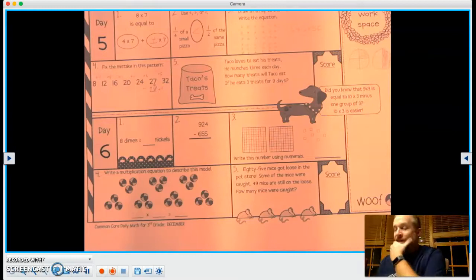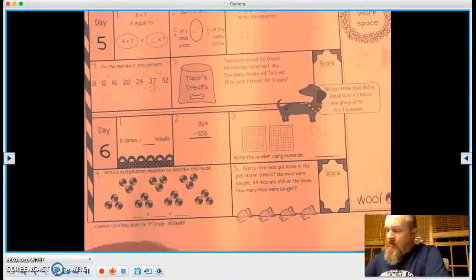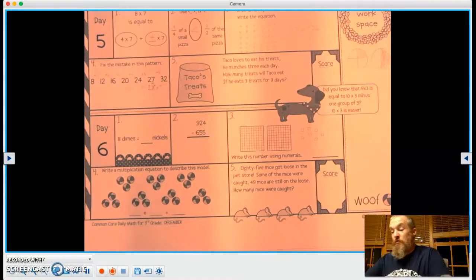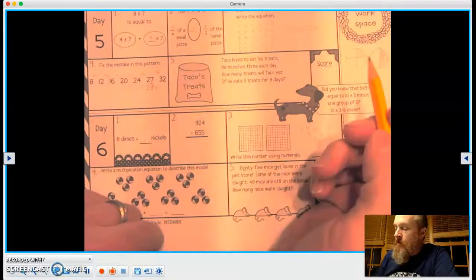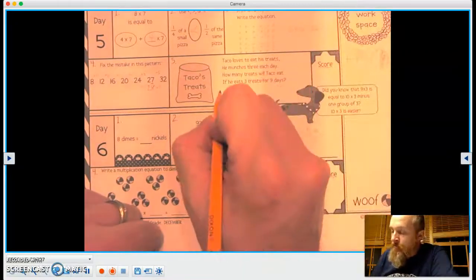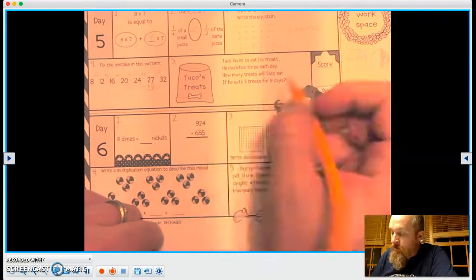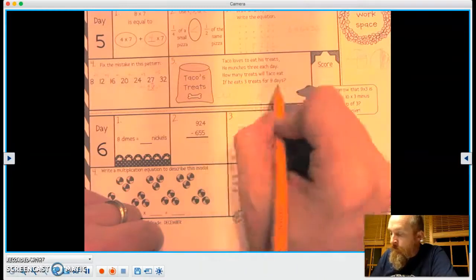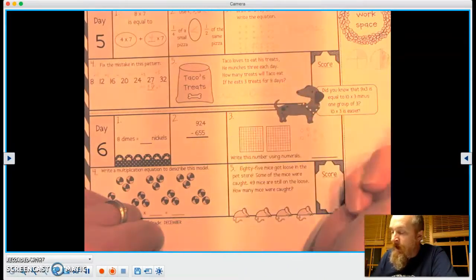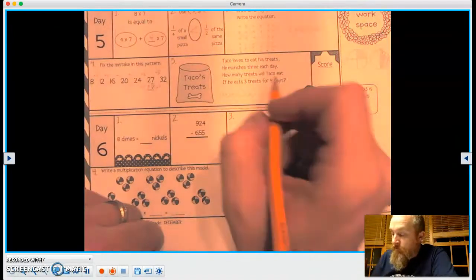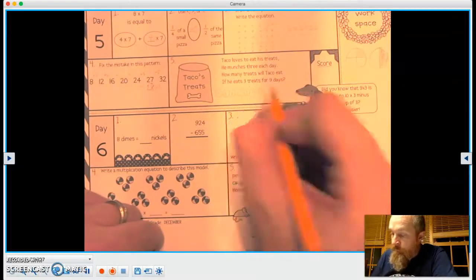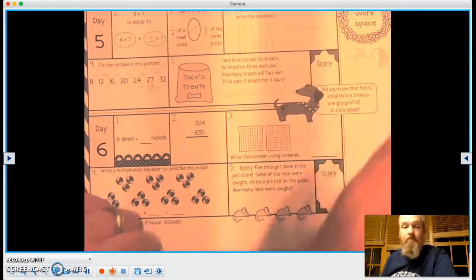Okay, Taco's treats. Taco loves to eat his treats. He munches 3 each day. How many treats will Taco eat if he eats 3 treats for 9 days? Okay, well, let's go 1, 2, 3, 4, 5, 6, 7, 8, 9. Okay, and there's 3, 3, 3, 3, 3, 3, and 3, 3, 3.